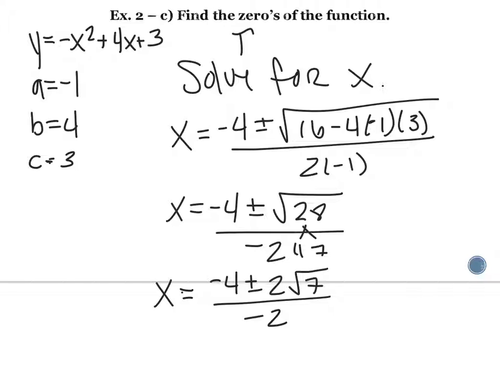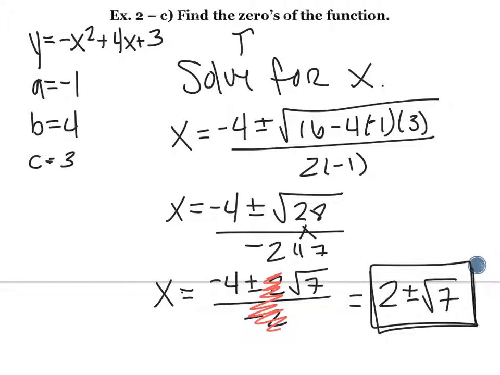I want to divide everything by negative 2. Negative 4 divided by negative 2 is 2. And since this is plus or minus, it's just going to stay plus or minus. And these guys really just cancel each other out. So all you're left with is the square root of 7. So my zeros are 2 plus or minus the square root of 7. This parabola is going to cross the x-axis at those 2 points.